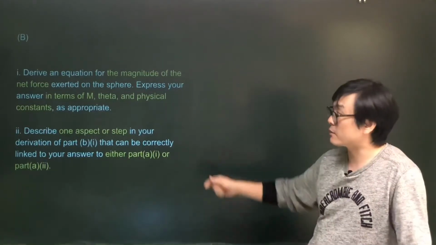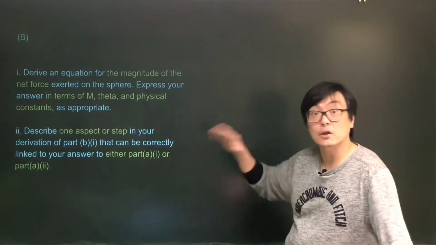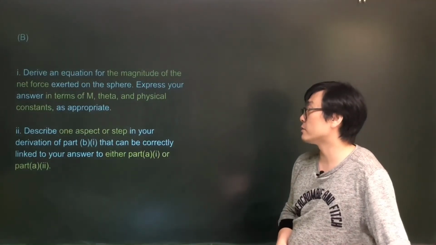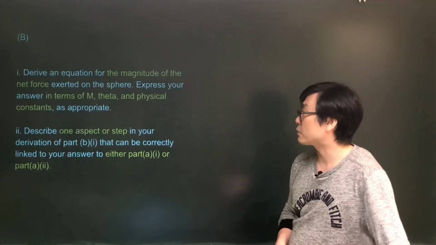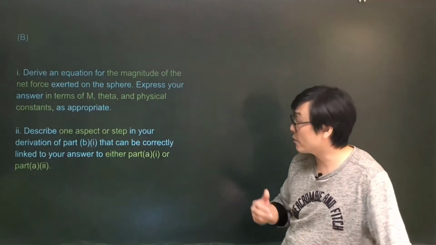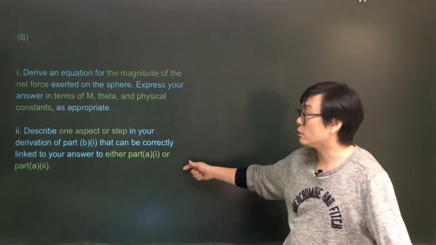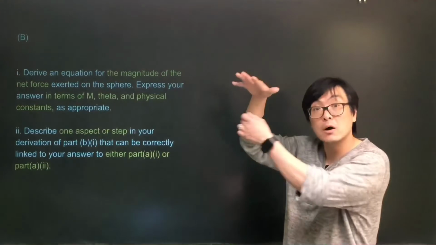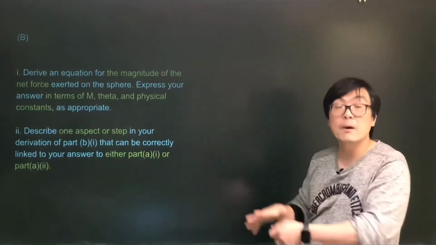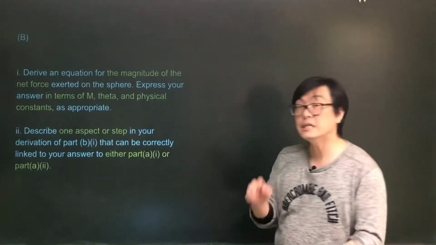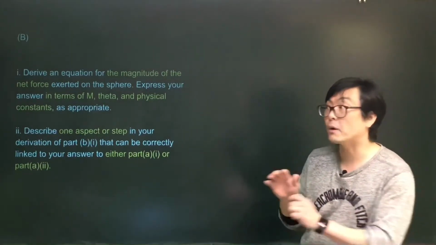Okay, and second thing, describe. This is the connection part. Describe one aspect or step in your derivation of part B1 that can be correctly linked to your answer to either part A1 or part A2. So you just describe one aspect or step among the several steps or various aspects, and you can answer either part A1 or part A2.